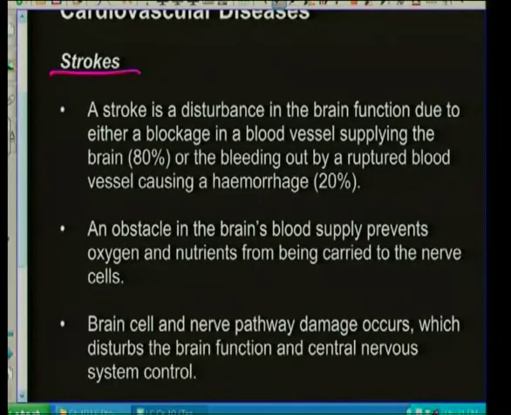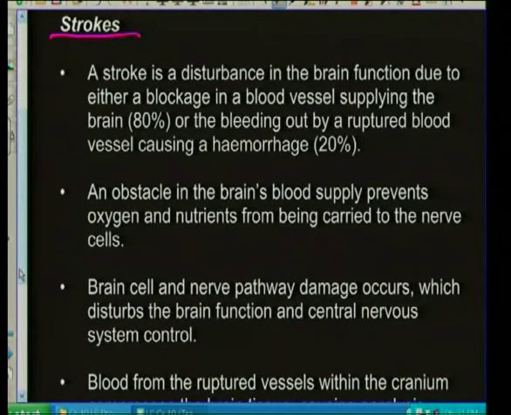The other one is a stroke, very common. A stroke is a disturbance mainly in the brain function due to either a blockage in a blood vessel supplying the brain or the bleeding out by a ruptured blood vessel causing a hemorrhage. 80% comes from the blockage, and 20% of the time it's because of hemorrhage. That means the blood vessel has burst for some reason. It can burst because of high pressure in that area, or even very low pressure in that area.